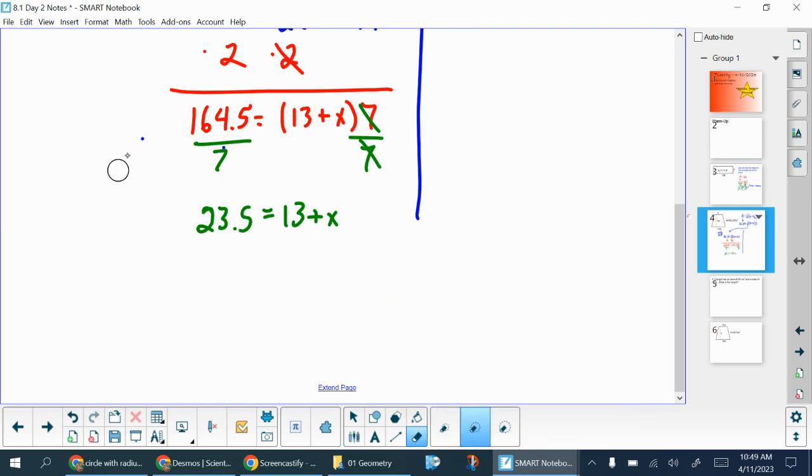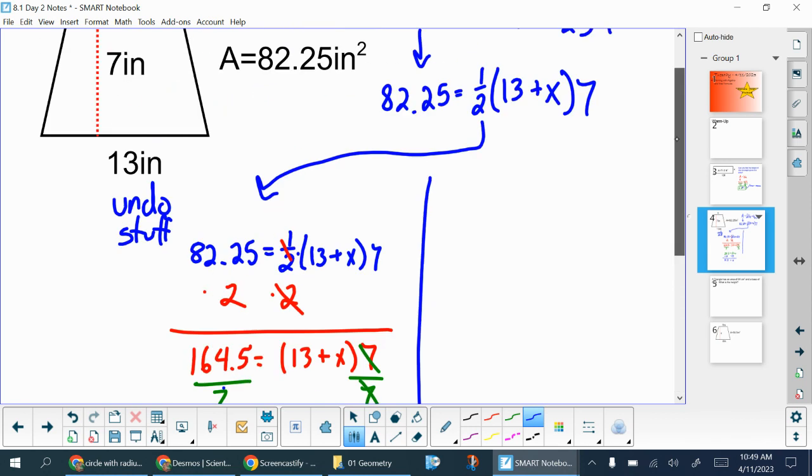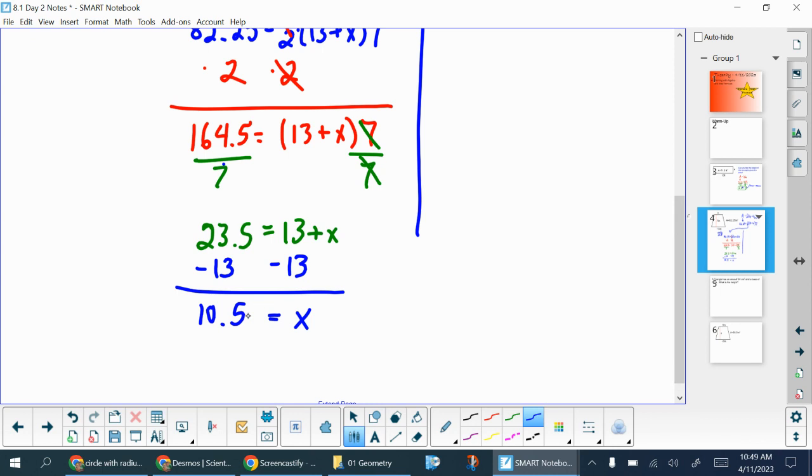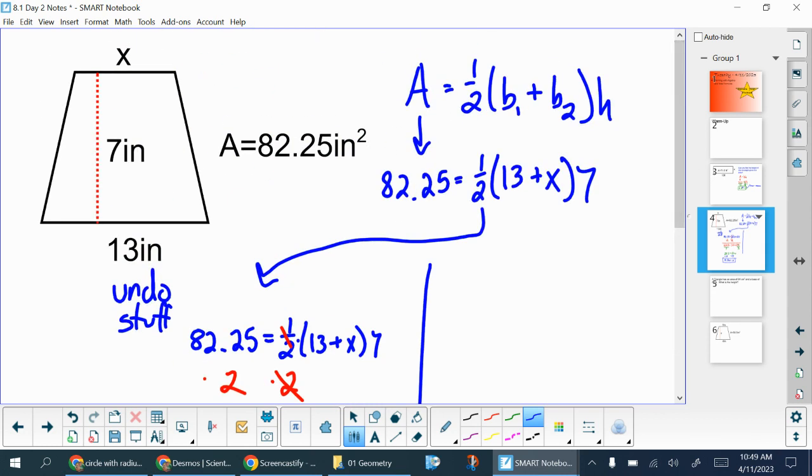23.5. And then for my last step, if I want to get rid of that plus 13, since I'm adding 13 to the x, I'm just going to subtract 13. So subtract 13, subtract 13. I can do that one. That's 10.5. And if I look back up at my original problem, that was in inches. So my base is 10.5 inches. Now that's probably pretty different looking than what you would have learned to do in algebra. Your standard way of doing this in an Algebra 1 type class is to simplify first.